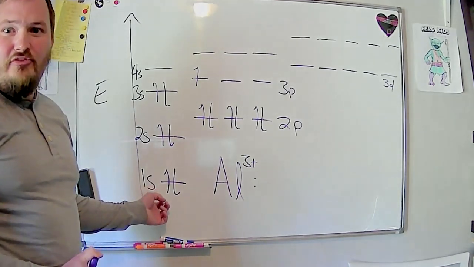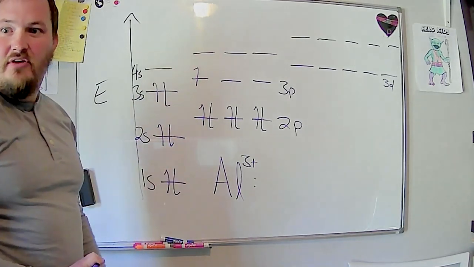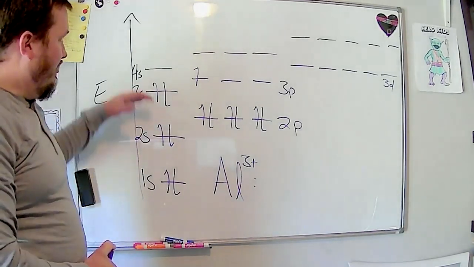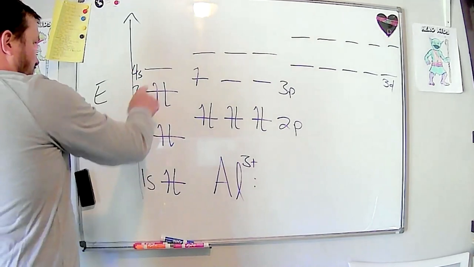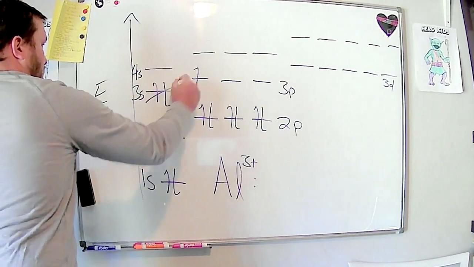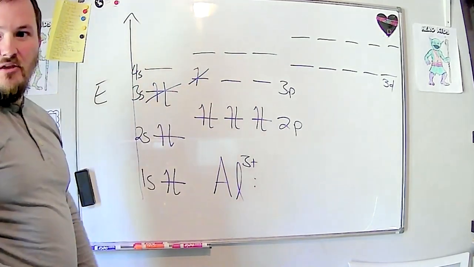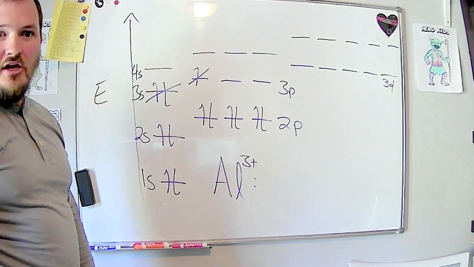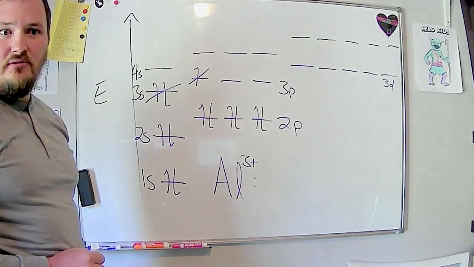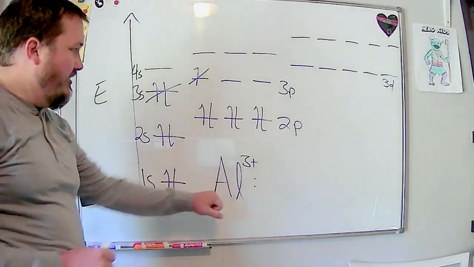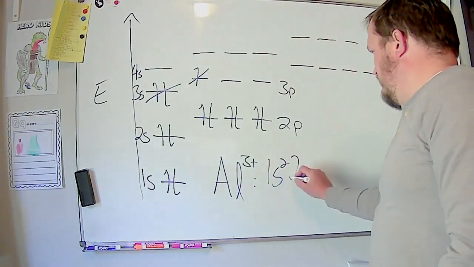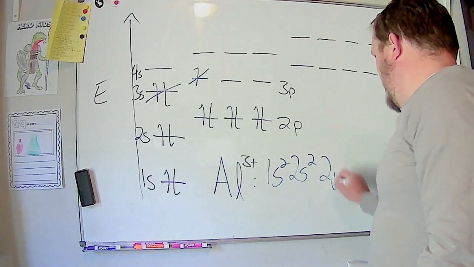Well, if we remove the low energy electrons, everything else would just fall down and settle to the bottom still. So if we're going to remove three electrons, those are just not going to be there anymore if it's an ion. If we've taken away three electrons, we're going to take away the three highest energy electrons. So the electron configuration for aluminum ion would be 1s2, 2s2, 2p6.